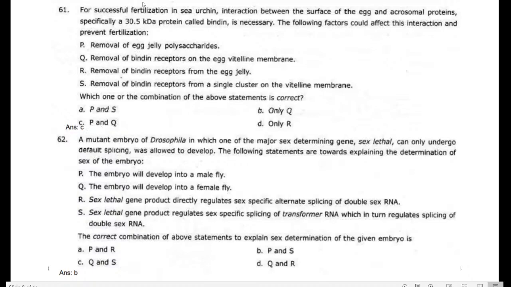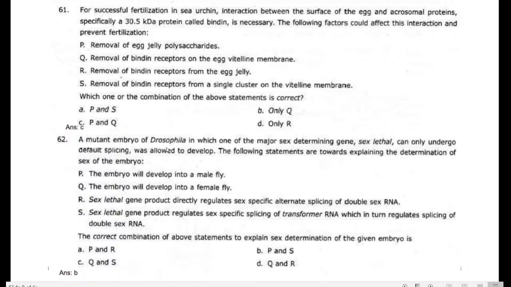P and Q. P is removal of egg jelly polysaccharide. The jelly is helpful for the attachment of the egg, so if they remove the polysaccharide, that will affect the fertilization. Second is Q, removal of the binding receptor. If they remove the binding receptor, the egg vitelline membrane is not able to bind. These two reasons are possibilities that affect the interaction and prevent the fertilization.